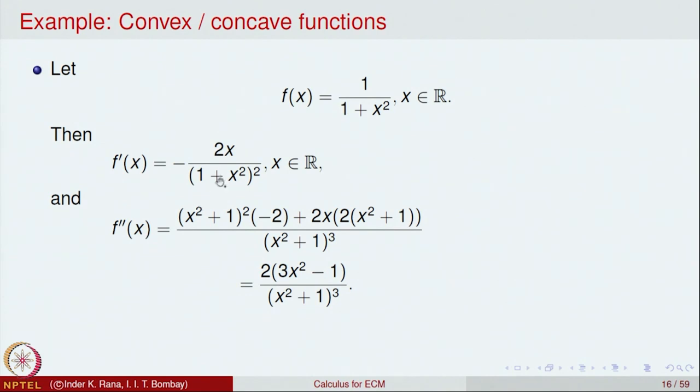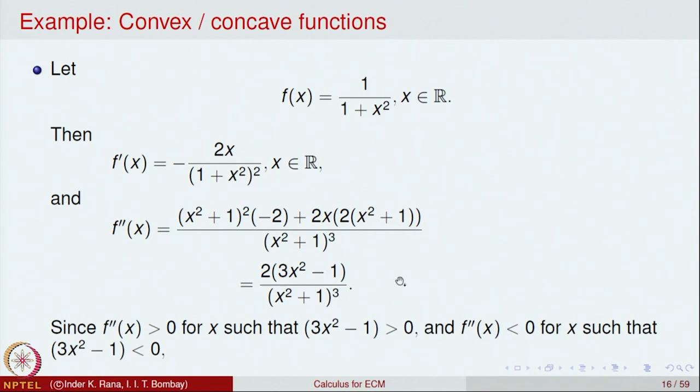The exercise for you is to check, using the quotient rule formula, that if this is the first derivative, then this is the second derivative. Now, when will the second derivative be bigger than 0? The denominator is always positive, so the sign of the second derivative depends upon the sign of the numerator. The numerator is 3x square minus 1. So, 3x square minus 1 bigger than 0 will imply that f double dash of x is bigger than 0, and less than 0 will imply that the second derivative is less than 0.